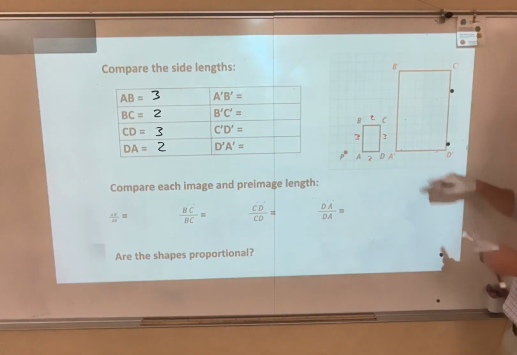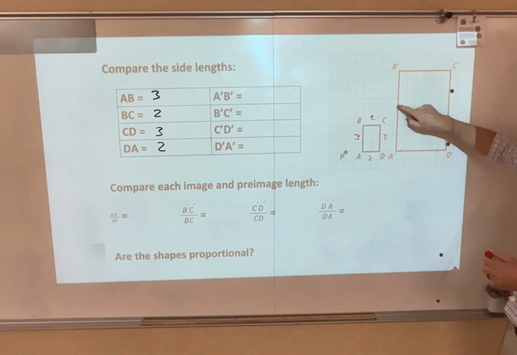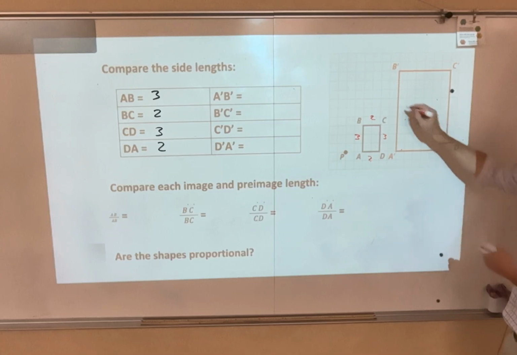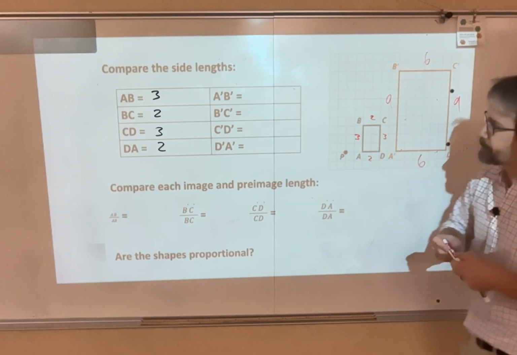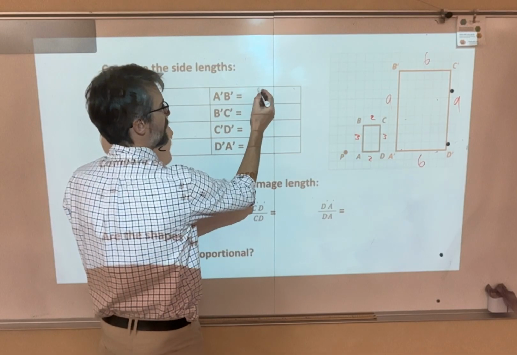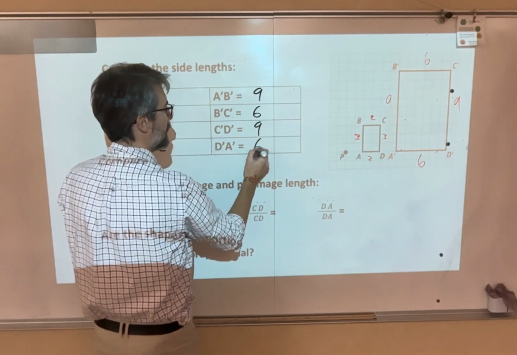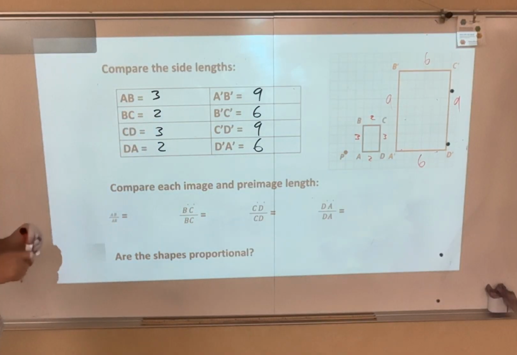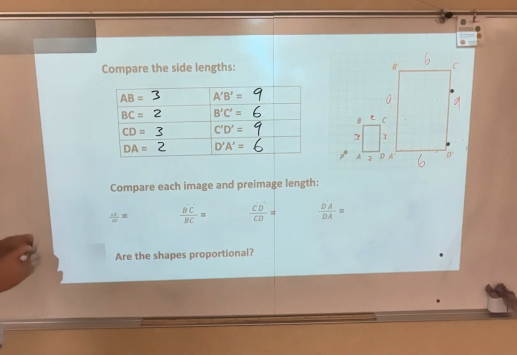Now for our image, if I count up for the image of AB, 1, 2, 3, 4, 5, 6, 7, 8, 9, and then 1, 2, 3, 4, 5, 6, and then 9, and then 6. And so A prime B prime has a length of 9. B prime C prime is 6, then 9, and 6. Now, if these are proportional, meaning that this is truly a dilation, all of these ratios should be the same. It should make the same fraction.